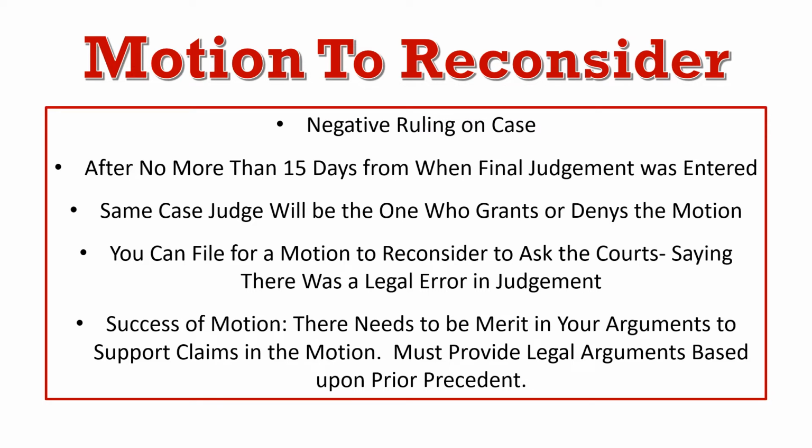And it's usually done before somebody goes to appeal, because they want to see if the judge that heard the case will change it. And if they won't, usually they go to the appeal process. Was there a legal error on evidence kept out? Should something have come in and it didn't, and that was a legal error in judgment?